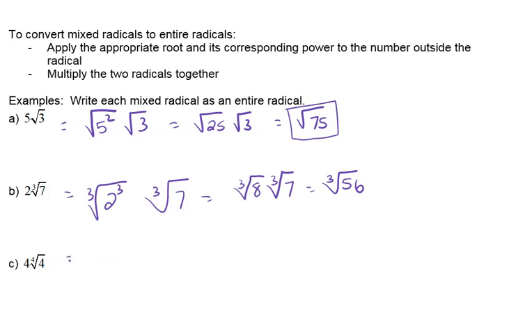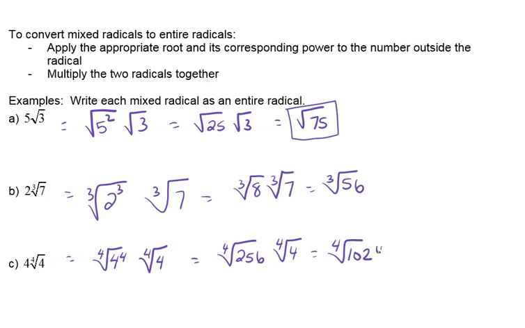And our last example, 4th root, so be careful with these ones. So we get 4th root of 4 to the power 4, because we apply the 4th root and the 4 at the same time. So 4 times 4 times 4 times 4 gives us 256. Times the last remaining 4 gives us 1,024.